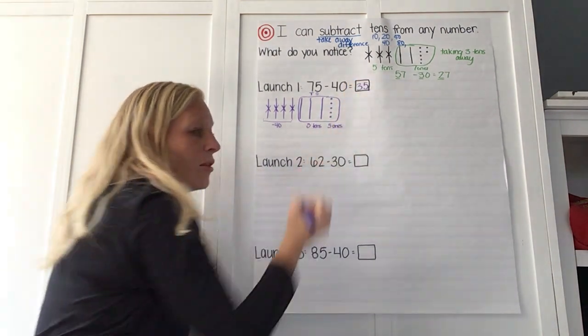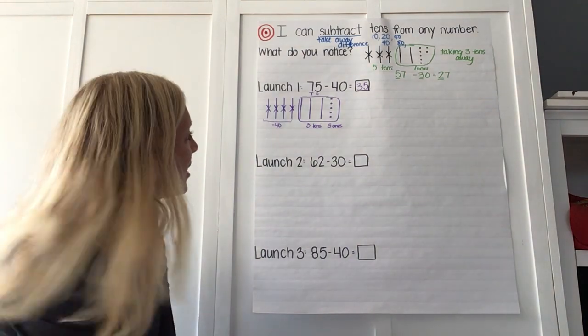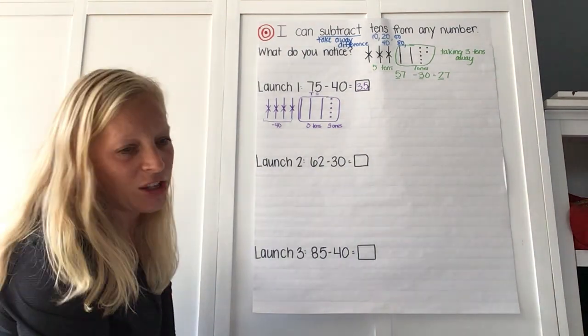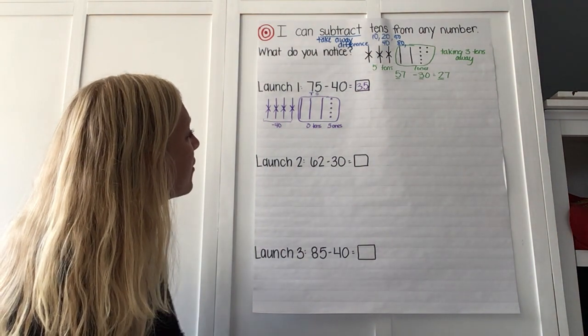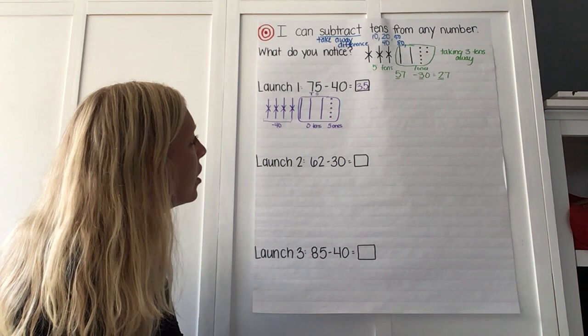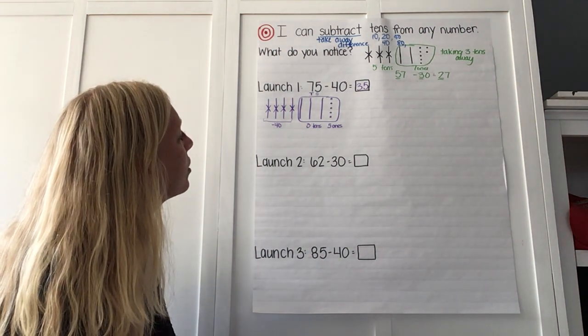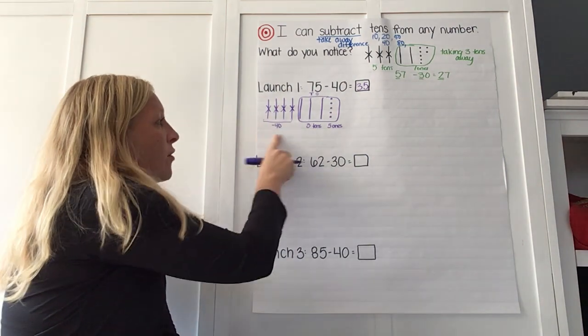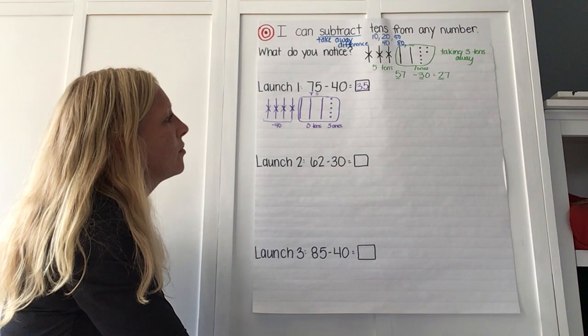35. Oh, I'm seeing some wiggle waggles out there. A lot of other friends got 35. What place changed when you were subtracting 40 from 75? Why did your tens place change? Because you took away your 4 tens, which is 40. And why didn't your ones place change?